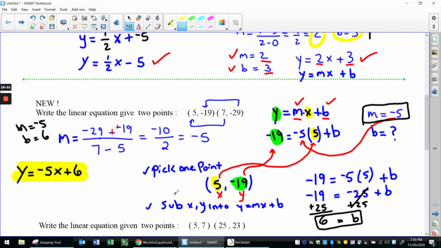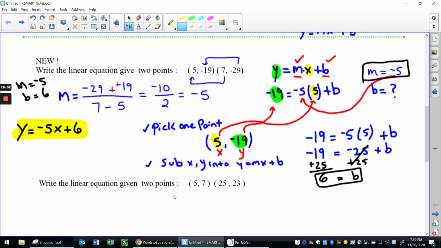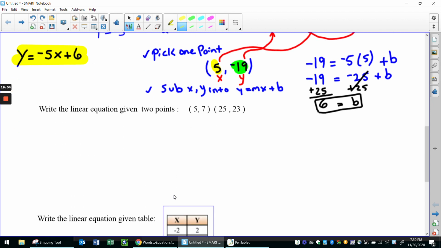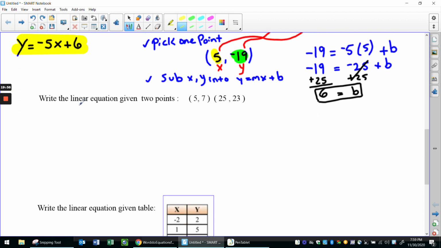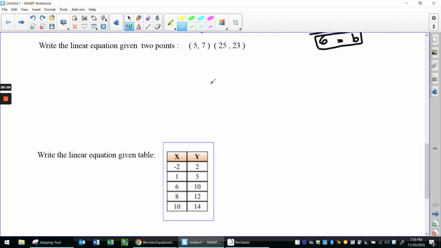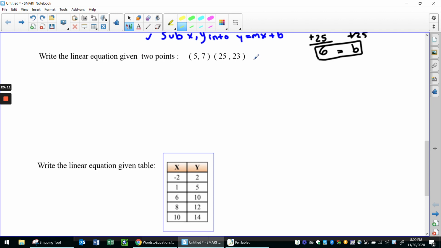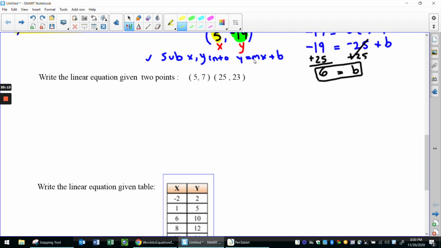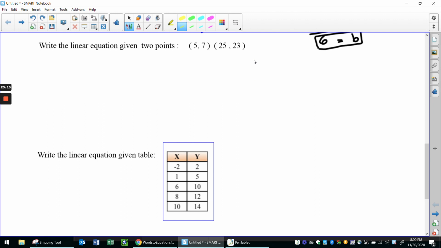Let's go ahead and have you try to solve the next one. Write the linear equation given 2 points right here. The points are 5, 7, and 25, 23. You're going to use the same technique as we did before. Hopefully you took good notes on it. Use the same technique, solving for slope.